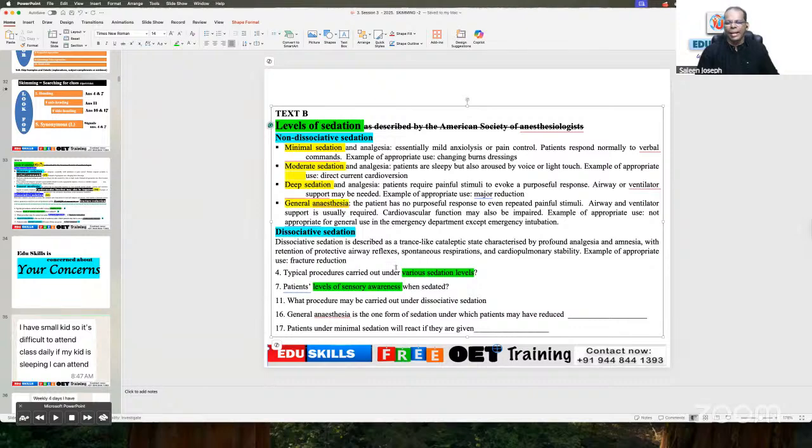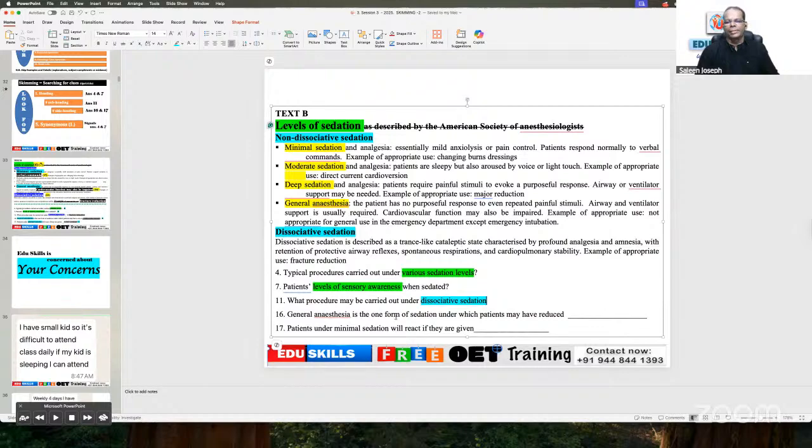This gradually you will understand. Various sedation levels and levels of sensory awareness are both same in meaning. And what procedure may be carried out under dissociative sedation? Fracture reduction. You have the side heading, dissociative sedation, here, right? Then you know immediately there will be the answer. You can go into that.